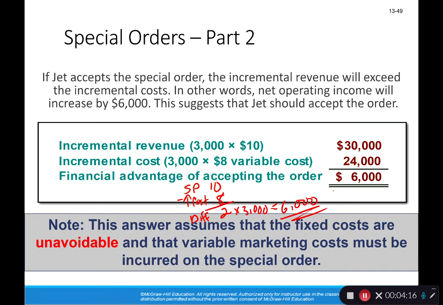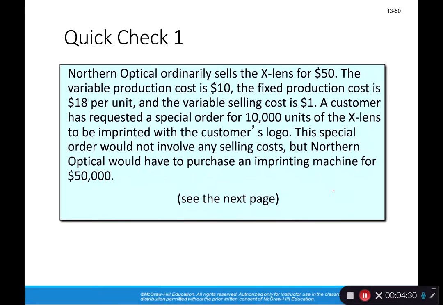Just because we charge our current customers more than what the special order is offering doesn't mean we're not going to be able to improve our bottom line. So again, the focus here is on the things that are going to be different. So let's do a quick check of understanding, see if you're catching on to this stuff.